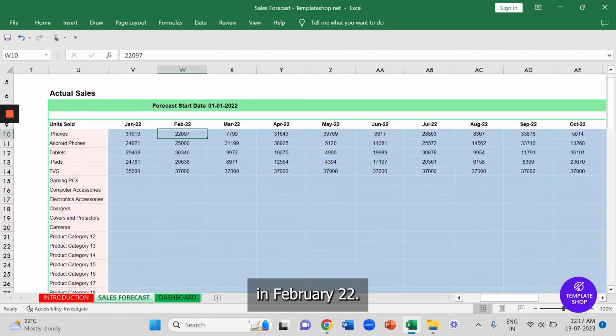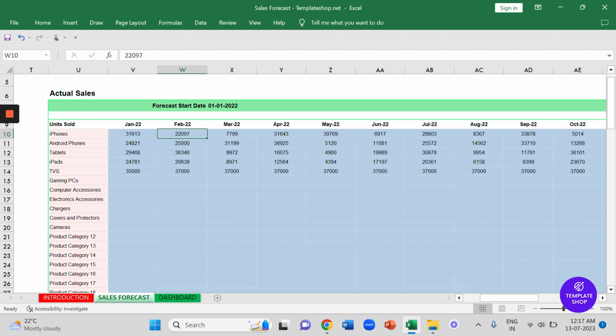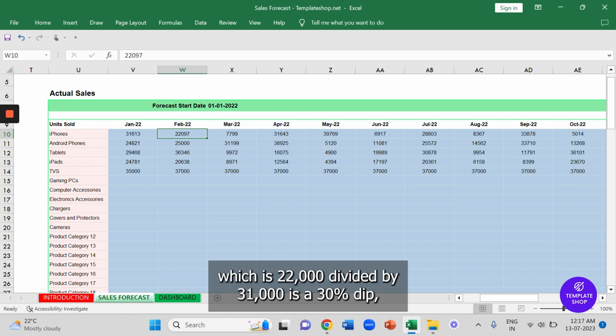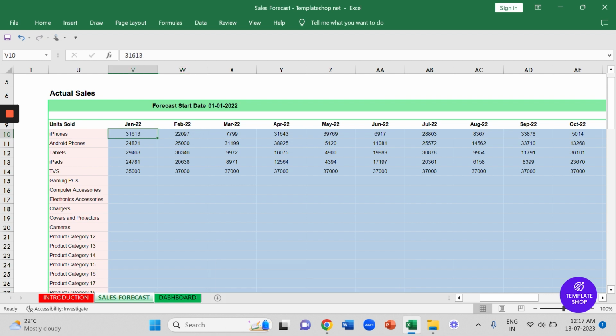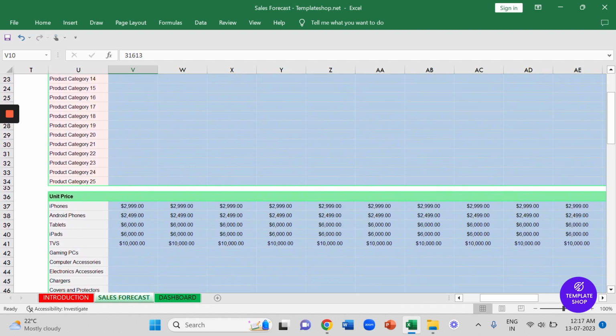In February 22, we see that there is a dip in the number of iPhones sold when compared to January. When we do this calculation, we realize that it's a 30% dip, which is 22,000 divided by 31,000, which we will see further on in the sheets.